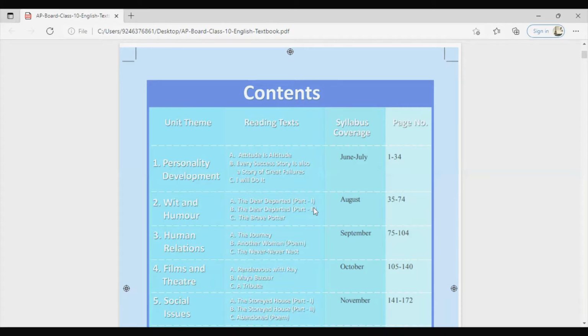For example, personality development examples are actively learning to pay attention, active listening, open-minded questions, and supporting body language, removing all the distractions. All this comes under personality development.